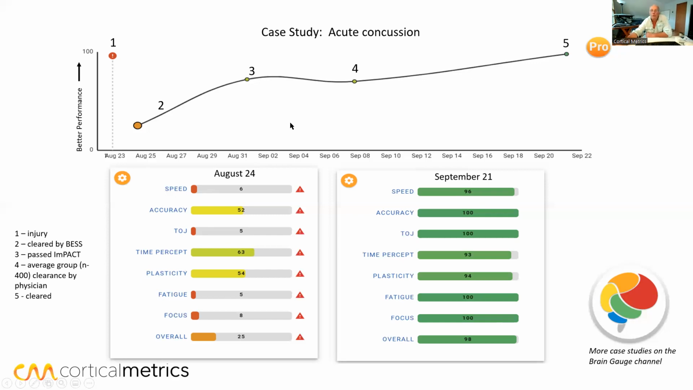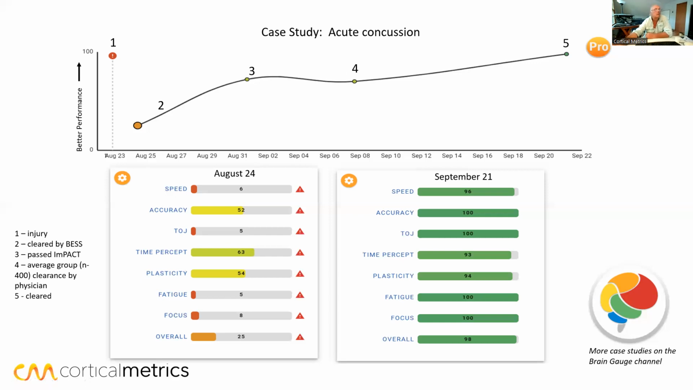Now, some of these numbers I put on just to give you a reference, because this is out of 400 concussed subjects that we compiled from this one site and did averages across different things. Yeah, this person did clear here, and this was physician clearance. But over here, when we looked at a lot of different subjects, this is where they were on average cleared by the physician. And number three, on average, that was where they cleared impact.